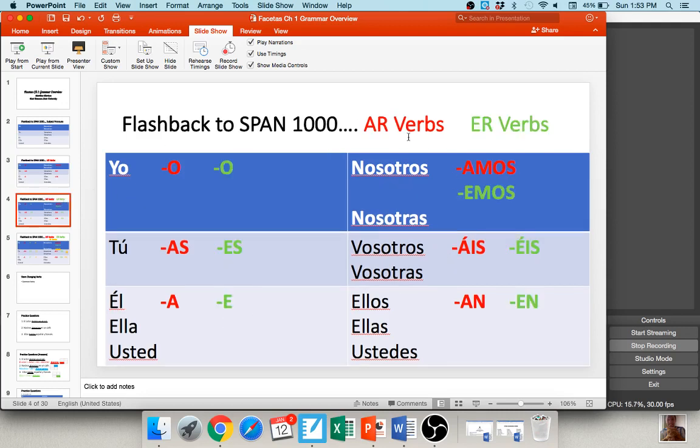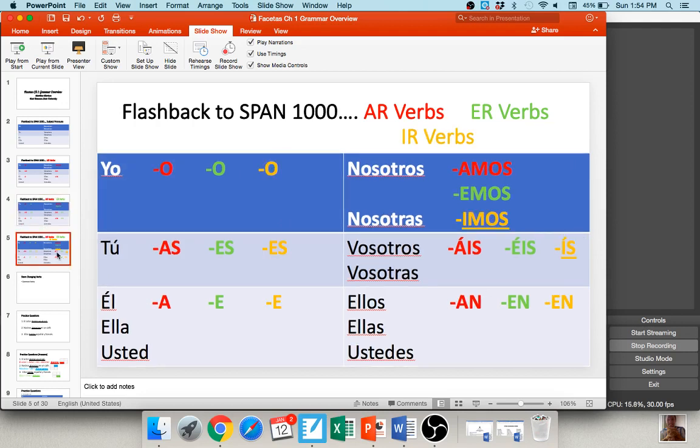If a verb were an ER verb, such as comer, we remove the ER ending and add back o, es, e, emos, éis, and en. So for a verb like comer, you would get como, comes, come, comemos, coméis, and comen.